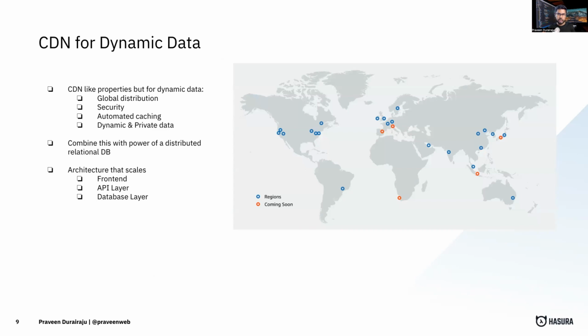You have order placement, which would mean the inventory data needs to be updated for stock availability. So data is dynamic, but you need fast access across the regions. With Hasura Cloud, you have a global distribution of the API layer and security is there by default, which means you have access control rules set up. So that will solve the API layer security.